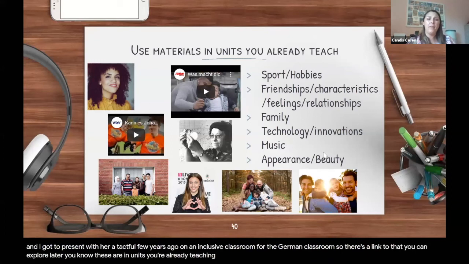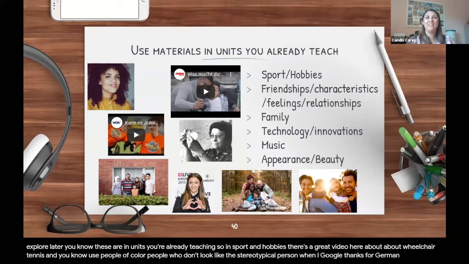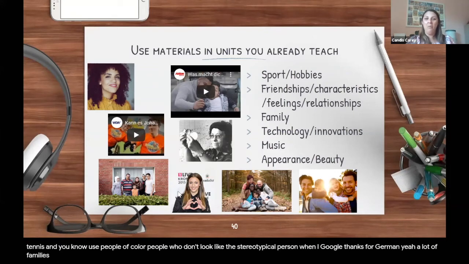So in sports and hobbies, there's a great video here about wheelchair tennis, and you can use people of color, people who don't look like the stereotypical person. When I Google things for German, a lot of families are white or blonde, and that's not every family though, and I want my students to see that.